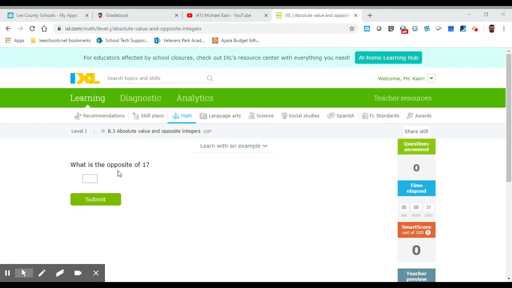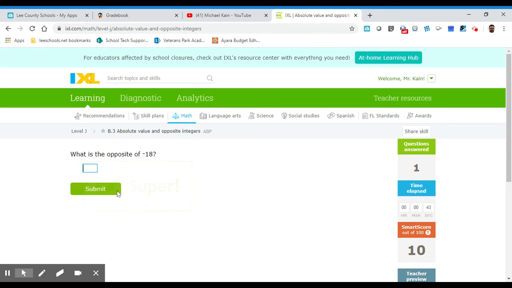What is the opposite of 1? So opposites, it's going to be the negative of the same number, right? If it's a negative, it's going to be the positive of the same number. So opposite of 1 is -1. Okay, opposite of that, if it's a negative, it has to be the positive of that. That's the opposite.